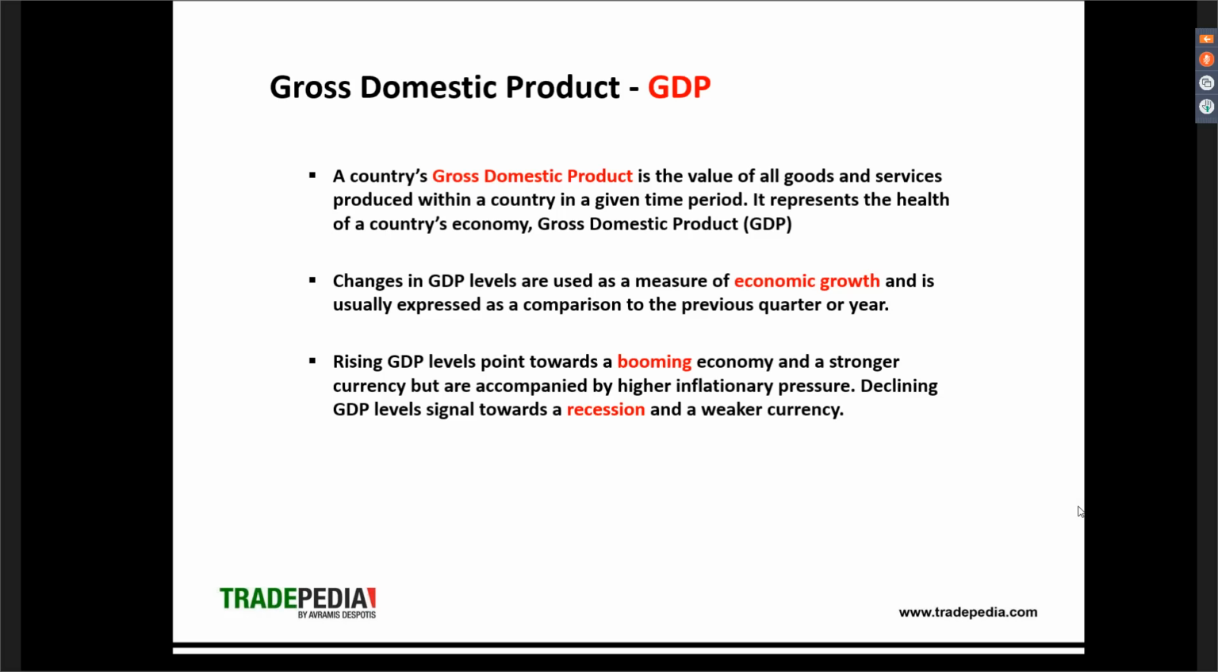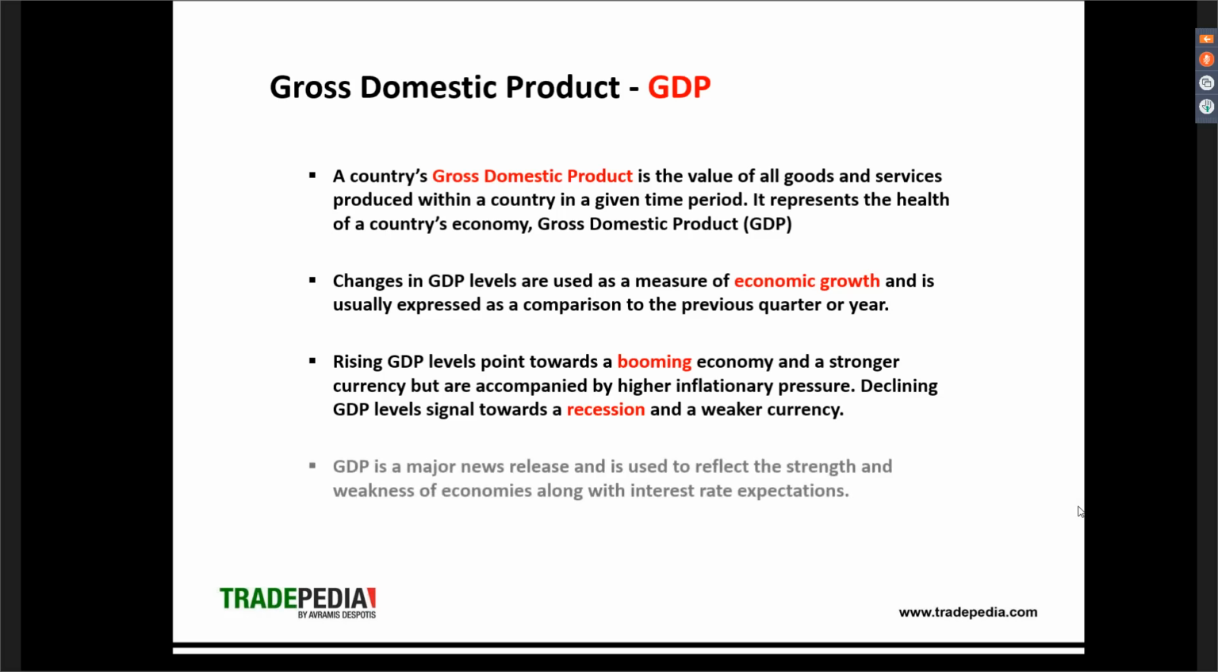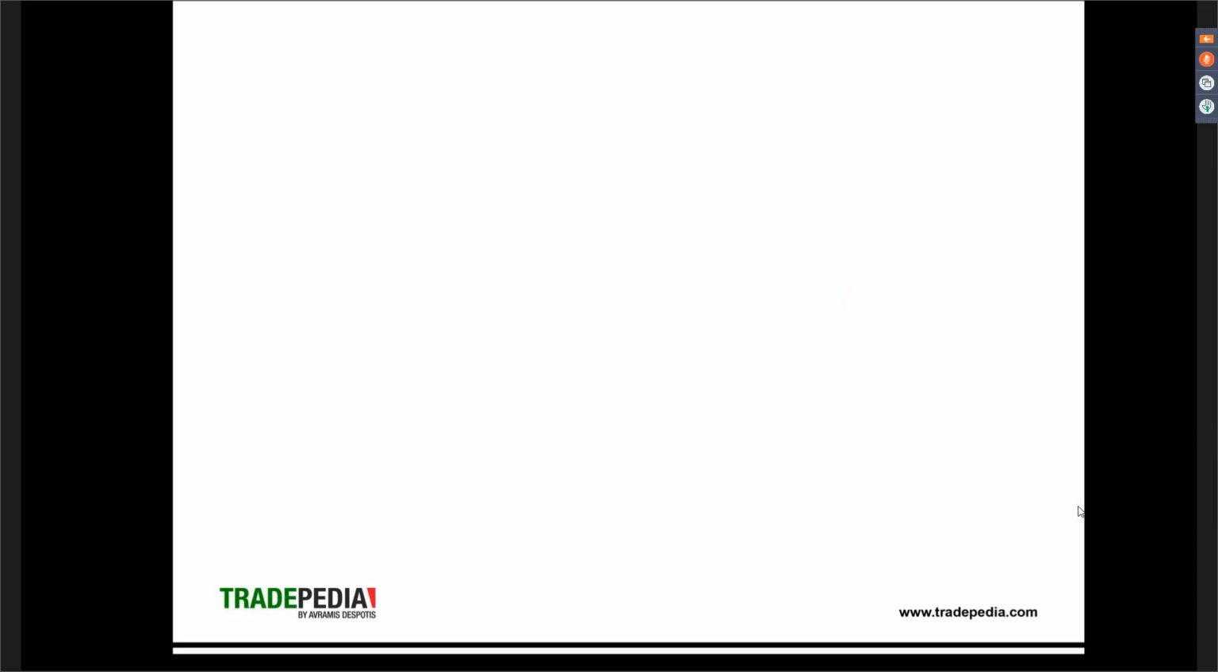Declining GDP levels signal towards a recession period and a weaker currency. Now, GDP is a major news release and is used to reflect the strength and weakness of economies along with the interest rate expectations.